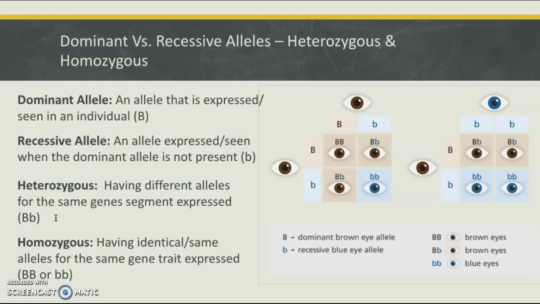If you have one dominant and one recessive allele, meaning one uppercase and one lowercase allele for that trait, then it's called heterozygous. Hetero means different, so that means having different alleles for the same gene segment expressed. If they were the same, meaning both dominant alleles or both recessive alleles, they're called homozygous. Homo means the same, so having identical alleles for the same gene trait expressed. Now over here on the right, this image uses something called Punnett squares.